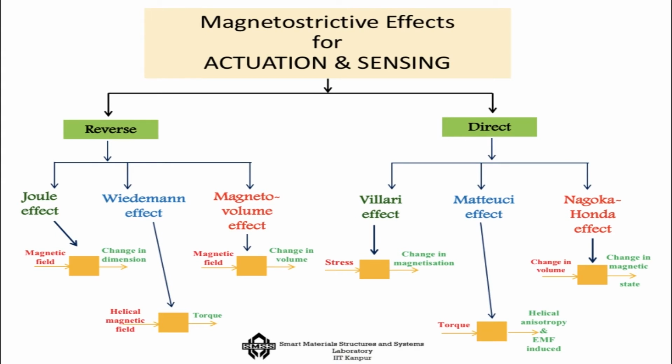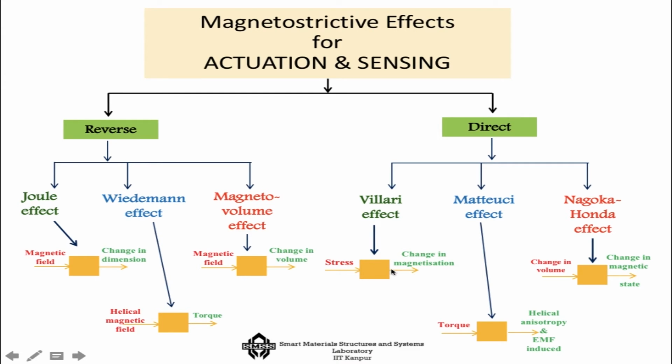Some of the magnetostrictive effects used for actuation and sensing are, for the reverse effect, the Joule effect, where there is a change in dimension. Sometimes we also use the Wiedemann effect, where a helical magnetic field will create a torque, so if you need a torque-like motion generation system, you can use the Wiedemann effect. In some other cases you can use the magneto-volume effect, so that the magnetic field can create a change in volume.